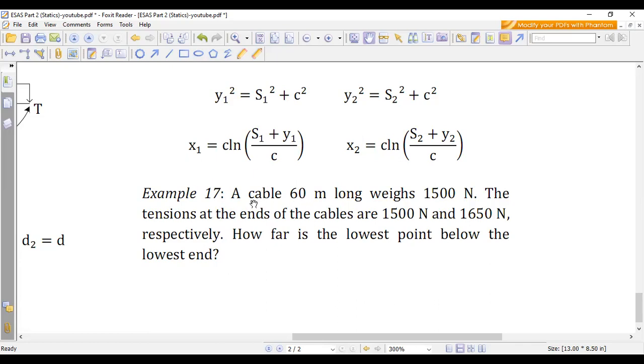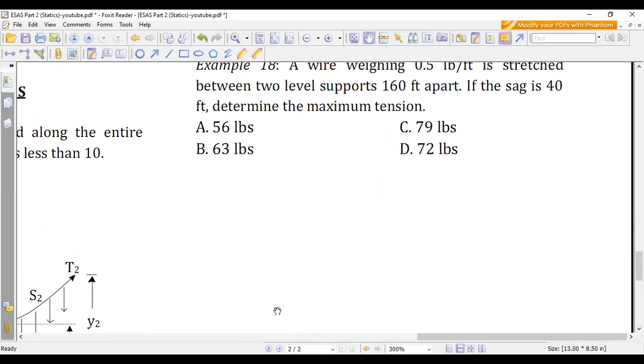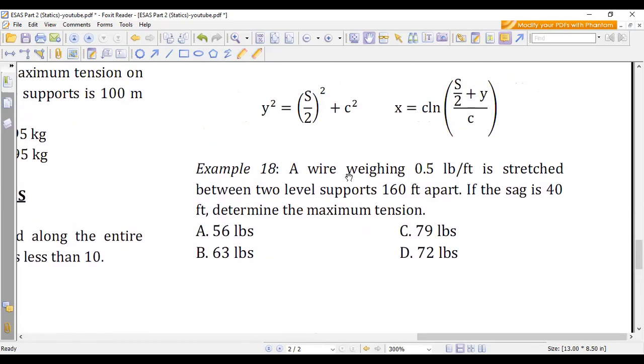Okay, so take a look. A cable 60 meters long weighs 1,500 newtons, meaning that the weight being carried by the cable is its own weight. So that's catenary. And then also in number 18: a wire weighing 0.5 pound per foot is stretched between two level supports. If the sag is 40 feet, determine the maximum tension. So take a look at the given statement: the wire weighing, so it's the weight of the wire.